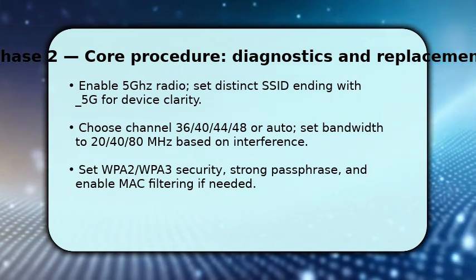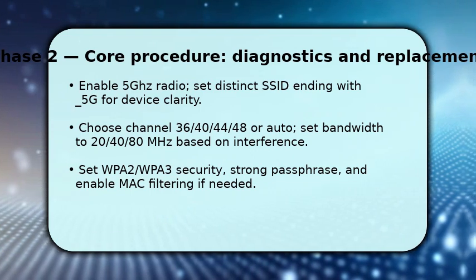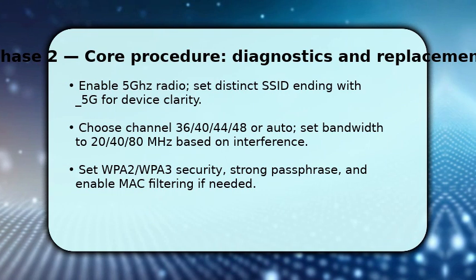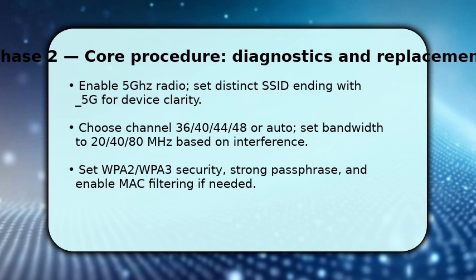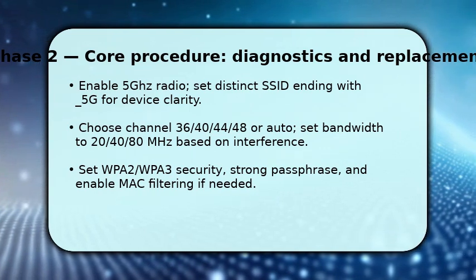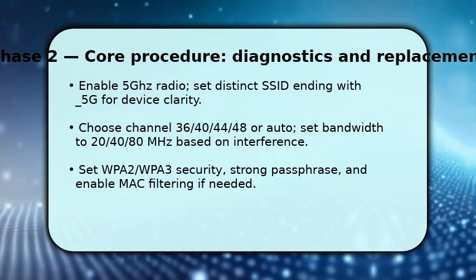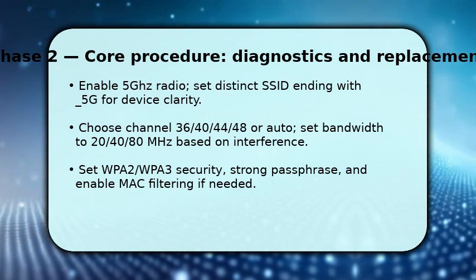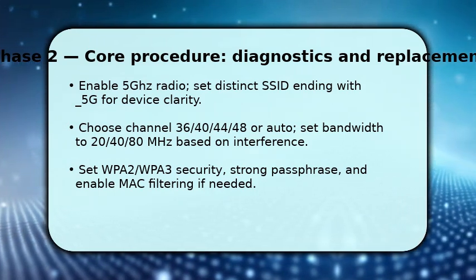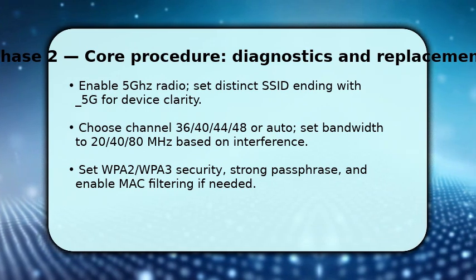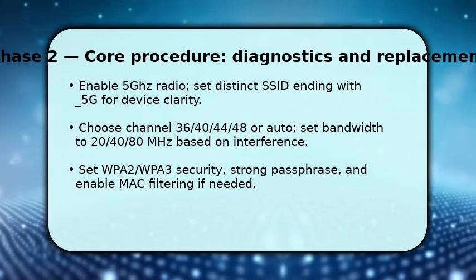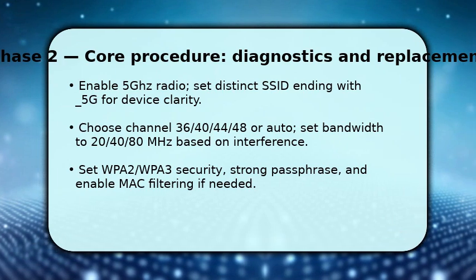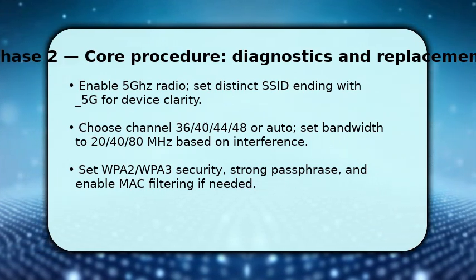In wireless settings, switch the 5 GHz radio on, give it a clear SSID like home name 5G, and pick a channel. Use lower 5G channels if many neighbors are nearby. Choose 80 MHz for max throughput only when interference is low, otherwise use 40 MHz. Set security to WPA2/WPA3 and a strong passphrase. Make sure to save and reboot the router so client devices detect the new 5G network properly.